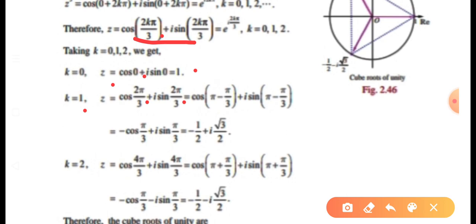Which quadrant does 2π by 3 lie in? π by 3 means 60 degree, so 2π by 3 is 120 degree. This lies in the second quadrant. How do you find the value of cos 2π by 3, sin 2π by 3? We have to write π minus π by 3, where π means 180 degree minus θ, plus i sin of 180 minus θ. This lies in the second quadrant.